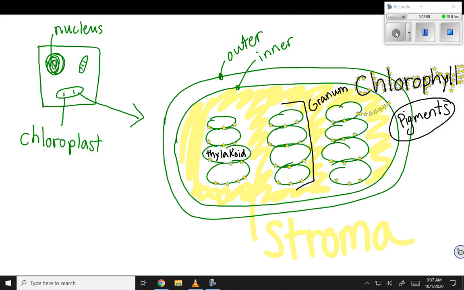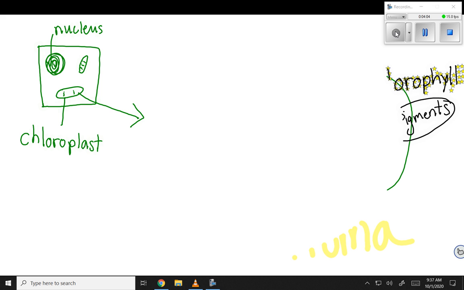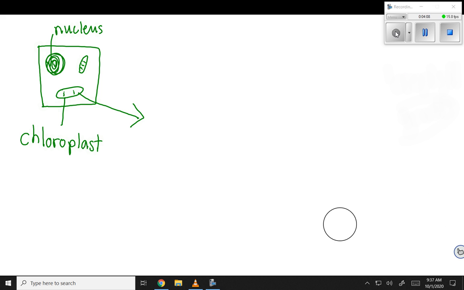I'm going to erase this now. Yay! Sometimes it doesn't work when I try to do that circle erase thing, but I'm glad that it worked this time.